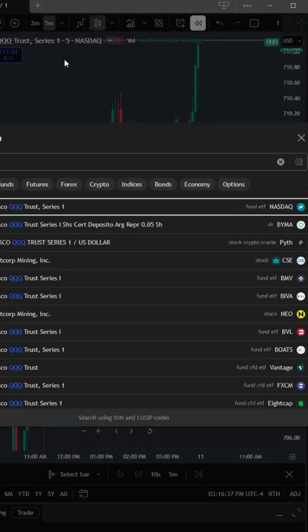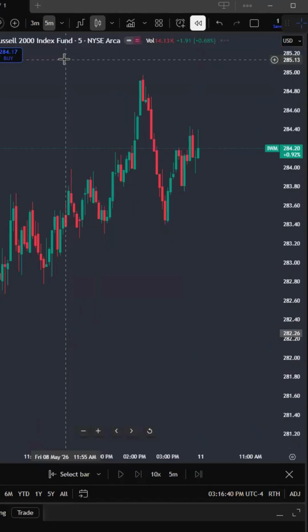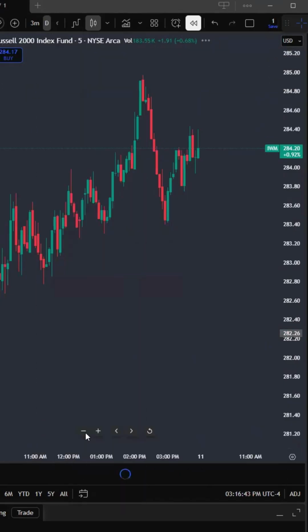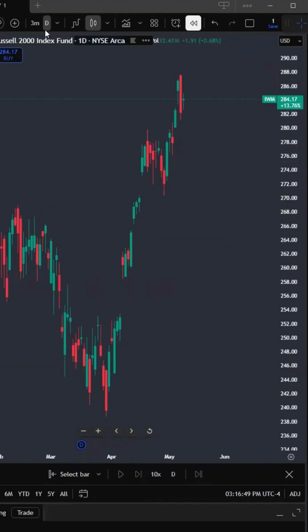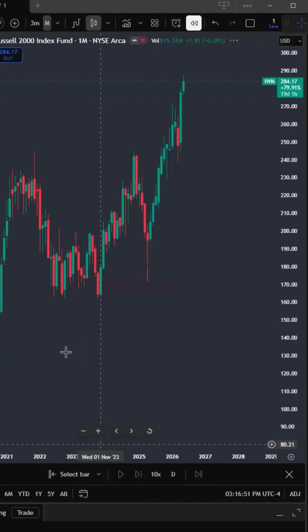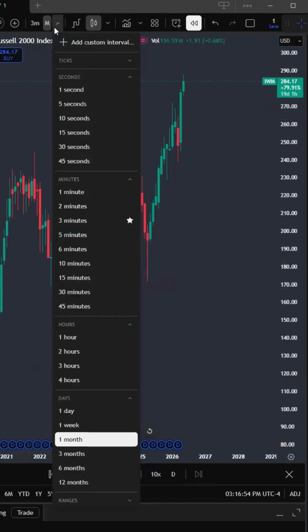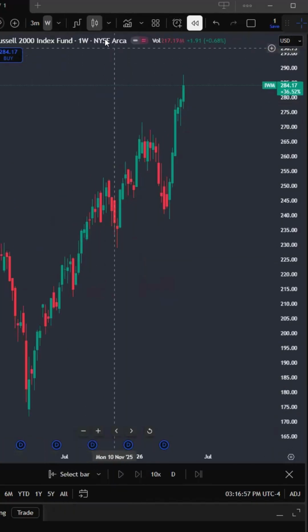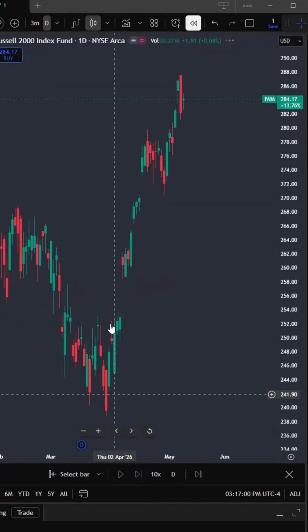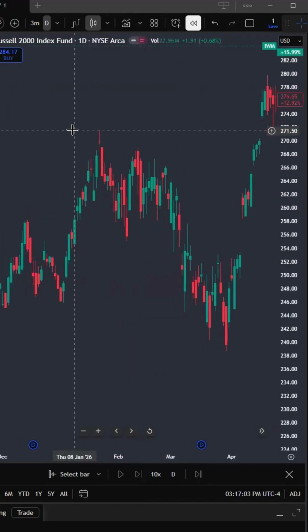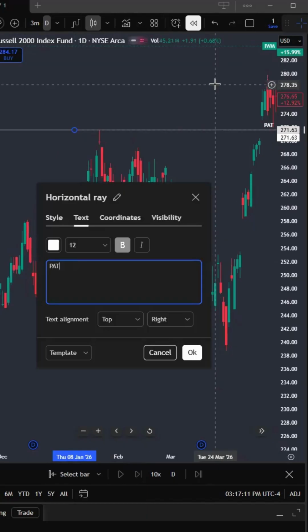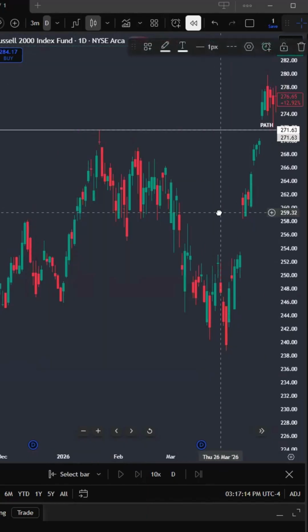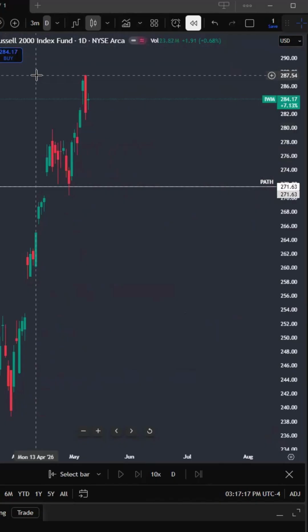We'll do another chart. Let's do the Russell IWM, I guess. Move all these levels down here. Let's take a look at the monthly real quick. Not much I want to grab from that. The weekly, I'll do it off the daily. All right, previous all-time high. Current all-time high.